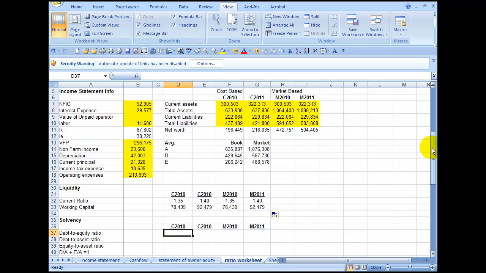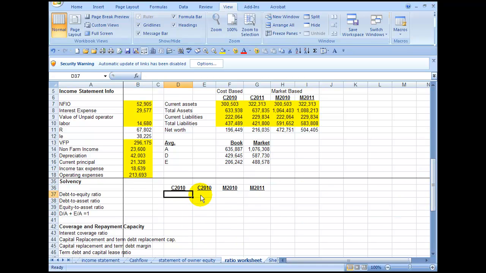Then the solvency ratios. Debt to equity ratio is our total liabilities, debt, divided by total equity. Debt to asset is total liabilities, debt, divided by total assets. And our equity to asset ratio is total equity, net worth, divided by total assets.